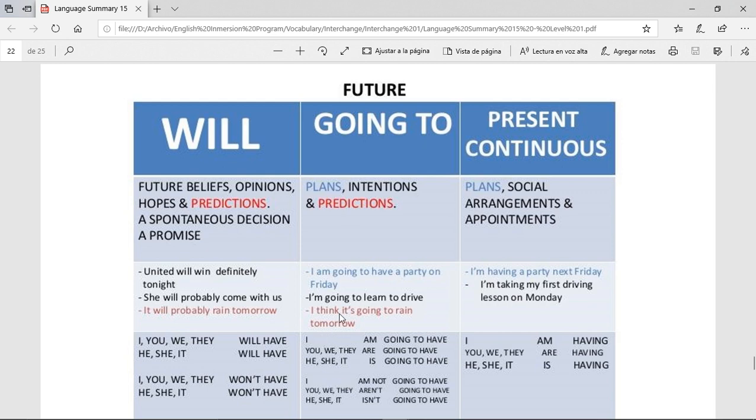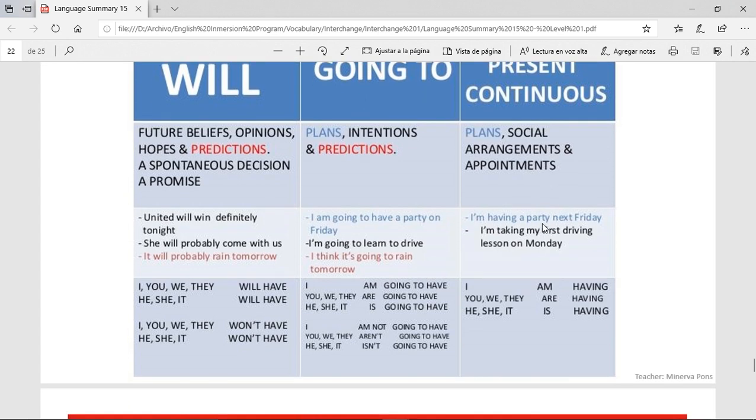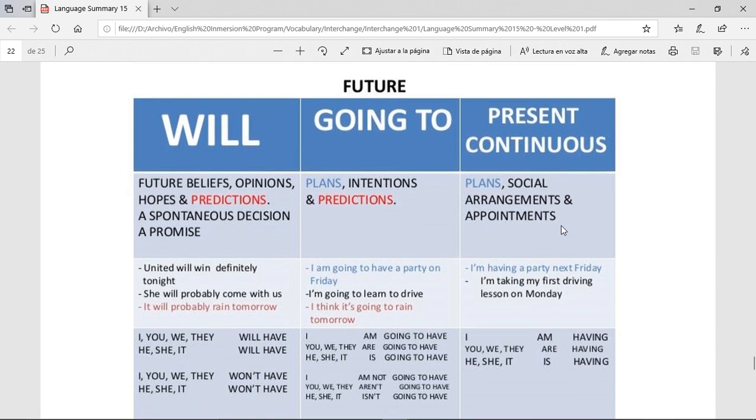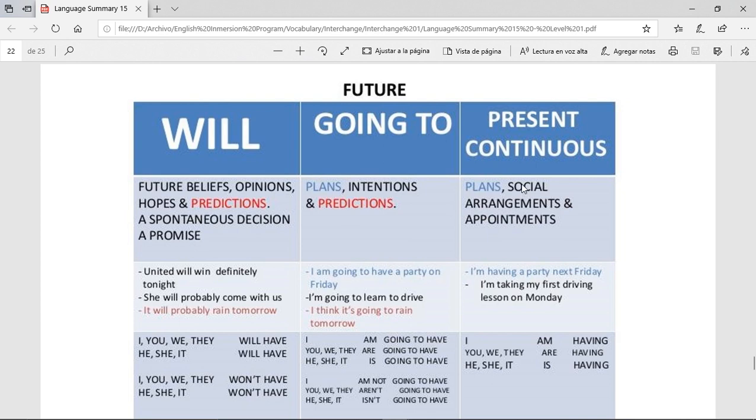Very good. But now, how can you use the future with present continuous? Well, you can use the present continuous also for plans, for social arrangements, and appointments. Okay? Let's see some examples. I'm having a party next Friday. Okay? In this case, we're using the present continuous. But since we're using an expression of time, that's what makes it future.